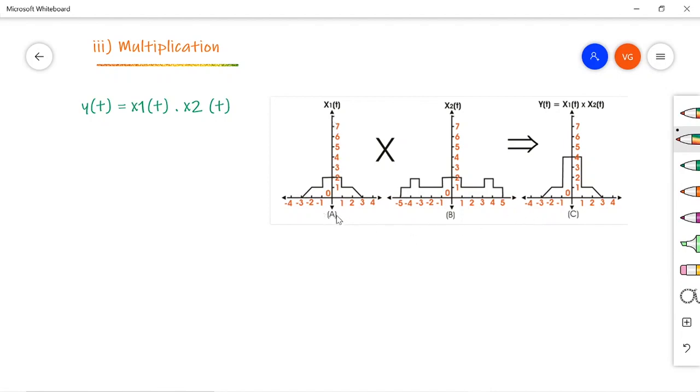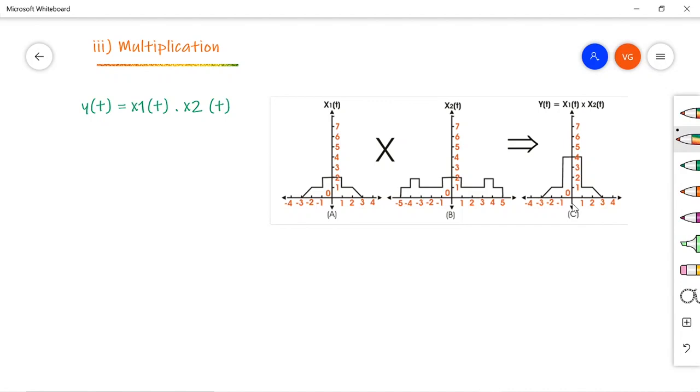So consider the signal x1 of t here. So this x1 of t is extended from minus 3 to 3. Whereas x2 of t is extended from minus 5 to 5. Here we have to multiply each and every amplitude of x1 and x2 at each time interval. That is at minus 5, here at minus 5. That is the amplitude of x1 at minus 5 is 0. Amplitude of x2 at minus 5 is 0. So those two amplitudes you have to multiply. That will be the amplitude of the resultant signal.